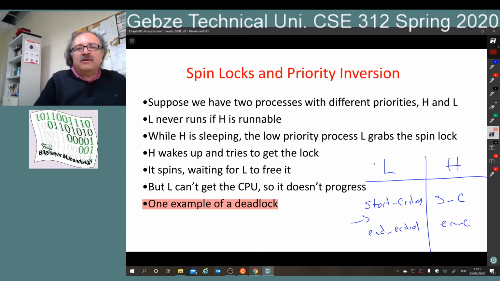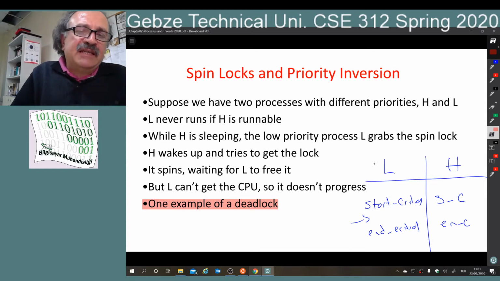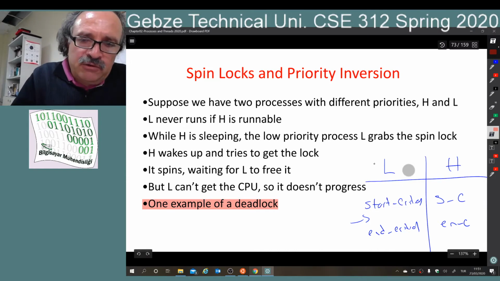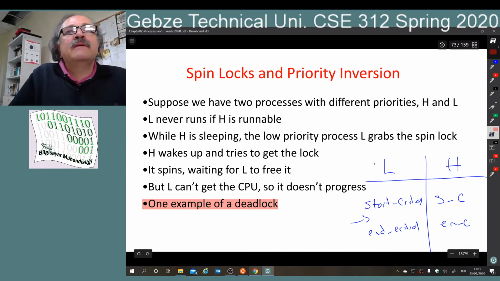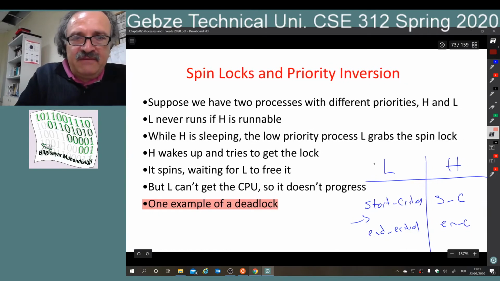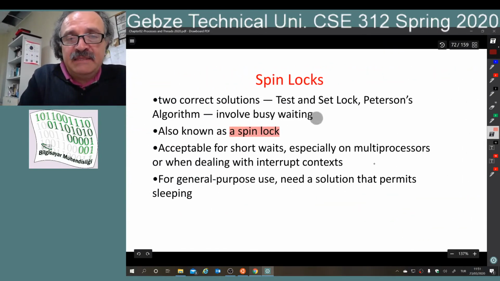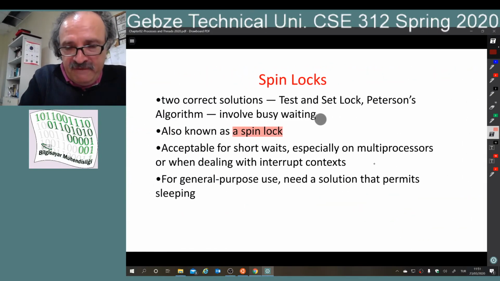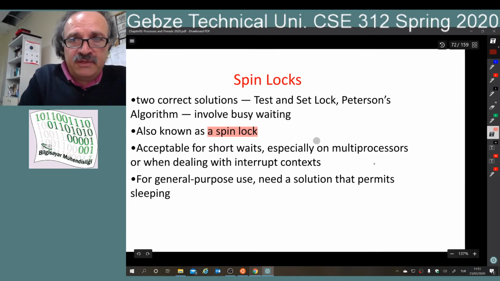H never sleeps. It says that I will run, eventually I will get the lock, but there is no way it is going to get the lock because the lock is held by L. So what I said was, spin locks are bad for efficiency. Also, they are bad for these kinds of problems.